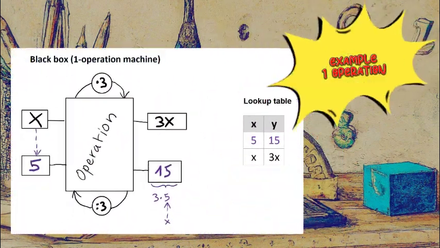In this first example, the box is a one-operation machine computing the triple of x, that is 3x or 3 times x. If x takes the value 5, it is mapped to its triple 15 as output. Inverting the operation by dividing the output value by 3, we get the input value.